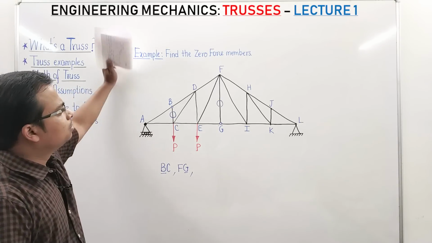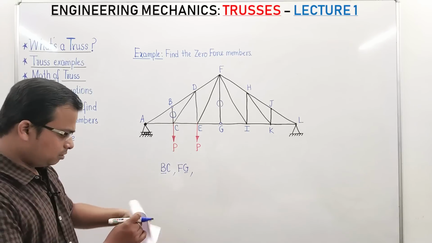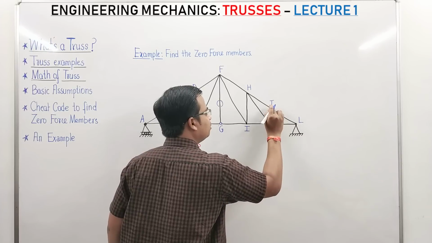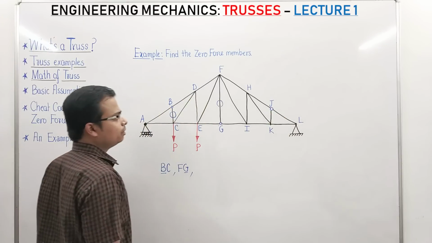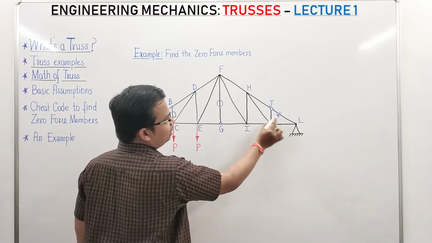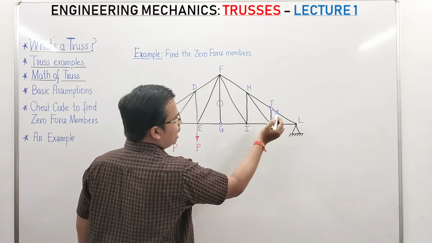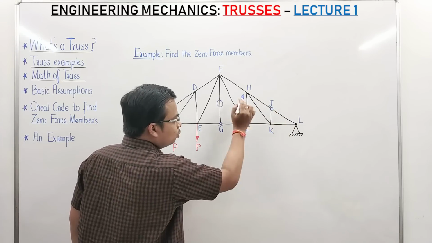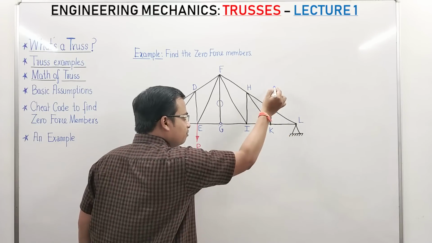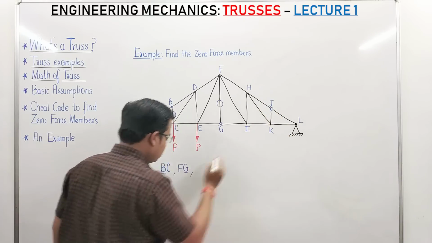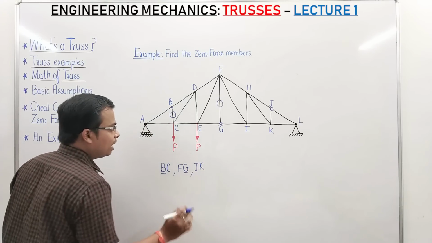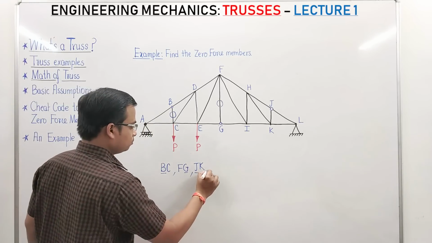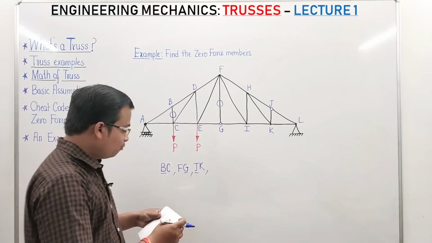Anything else? Let me just think. FG is also done. Okay, just focus on this joint. Beautiful. If you watch carefully, HJ and JL are collinear members. And there are three members on this very joint J, two of which are collinear, and there is no external force. That means this third member, that is JK, will have zero axial force. Let me point out, J was taken as the joint where we focused. Okay, fourth answer.